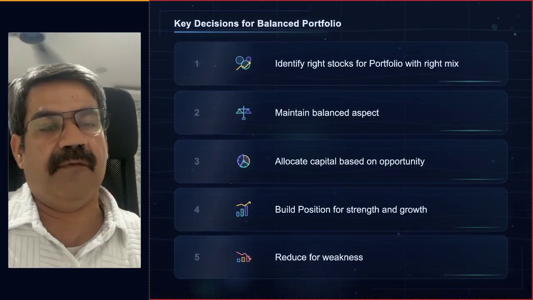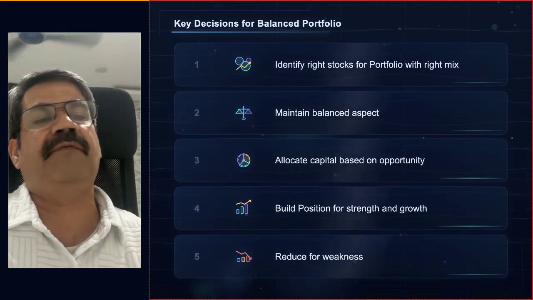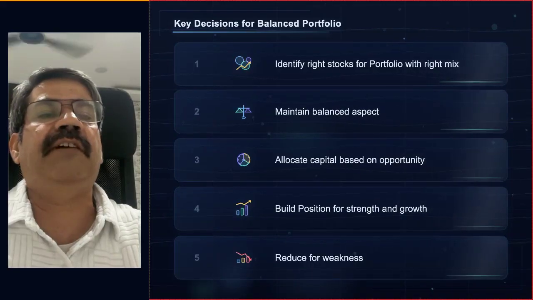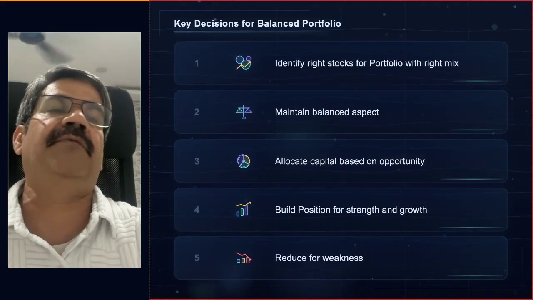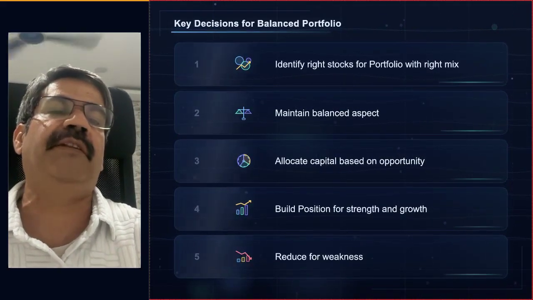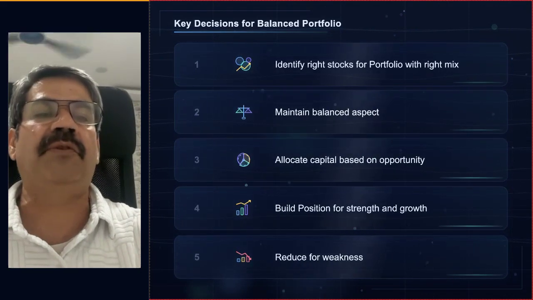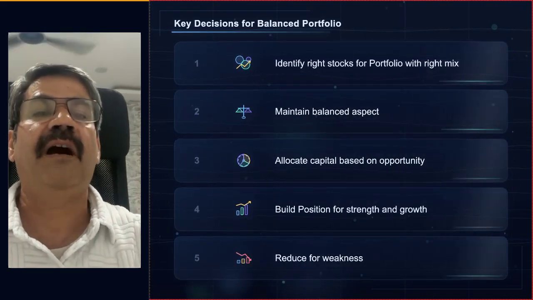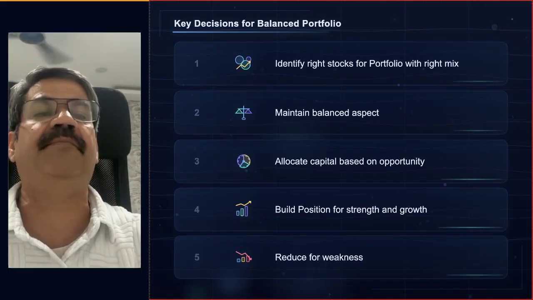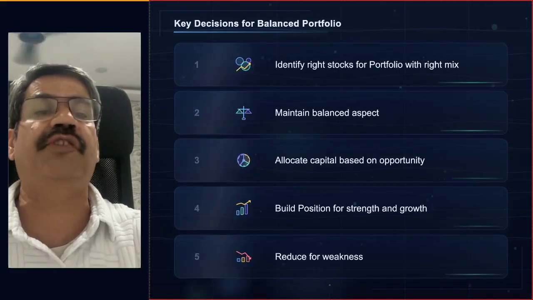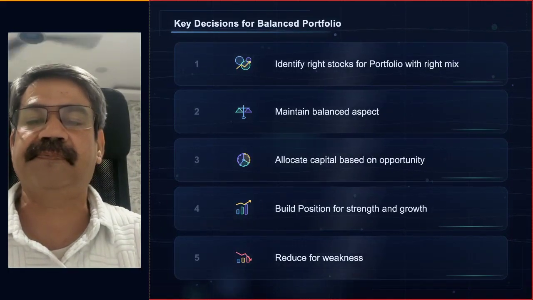And once you create this kind of a framework, you will develop a mindset, and that is very important for you to be able to beat the market. So that's what we're going to look at. First, we're going to look at how do you identify the right mix and what goes into making that right mix.